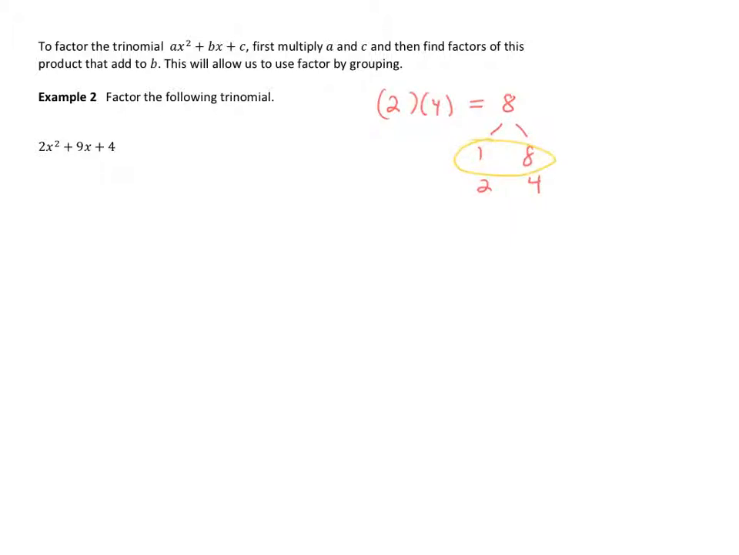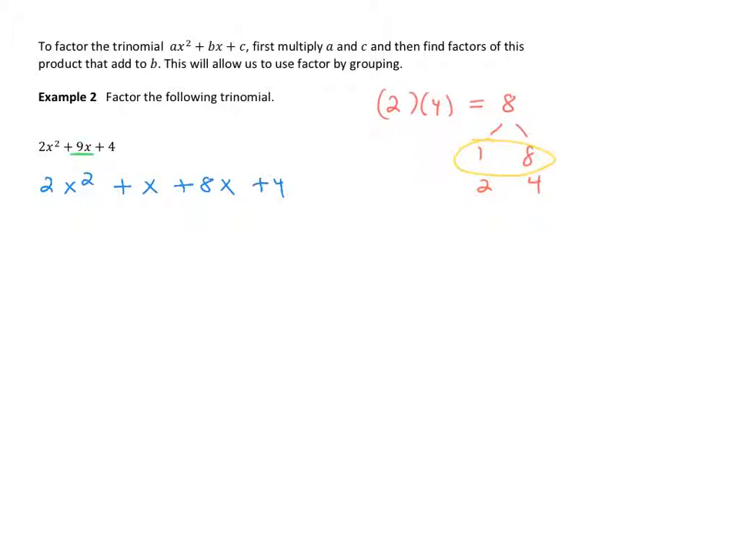1 plus 8 is 9. That matches up with the middle term. So here is the strategy. It's going to look a little bit different, but we're going to use factor by grouping to get our answer. What we're going to do is take 9x and break it apart into a 1x and an 8x. We're going to introduce 4 terms into this expression. That is, we have 2x squared, but I'm going to put plus x plus 8x plus 4.